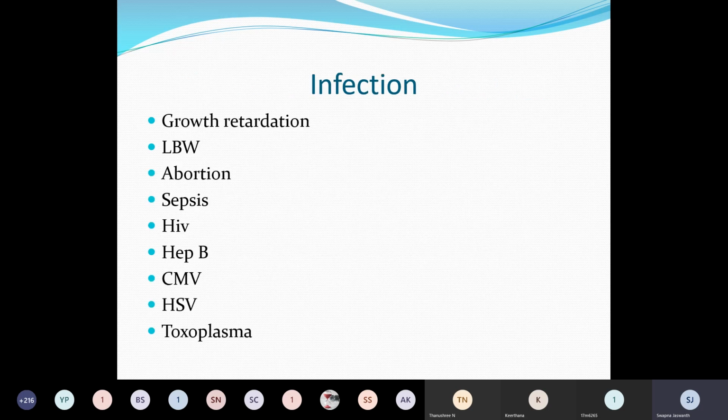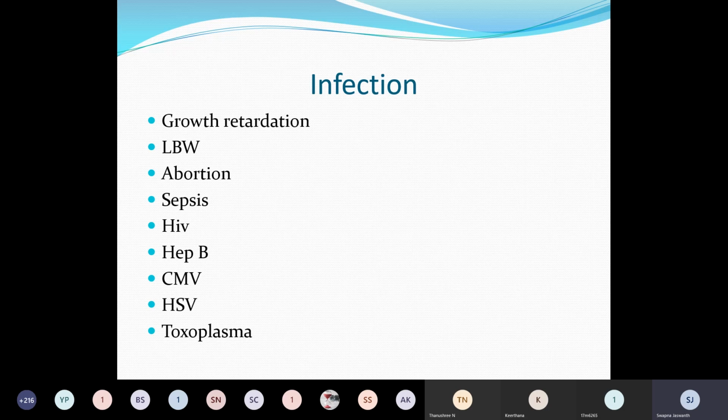Now coming to infection, as I told you, infection is also one of the important problems among maternal and child health. The important problems in terms of infections are growth retardation, that is fetal growth retardation due to maternal infection, that may lead to low birth weight. As I told you, low birth weight is nothing but the baby weighing at birth less than 2.5 kgs. The infection in the mother may also lead to abortion. It may lead to sepsis.